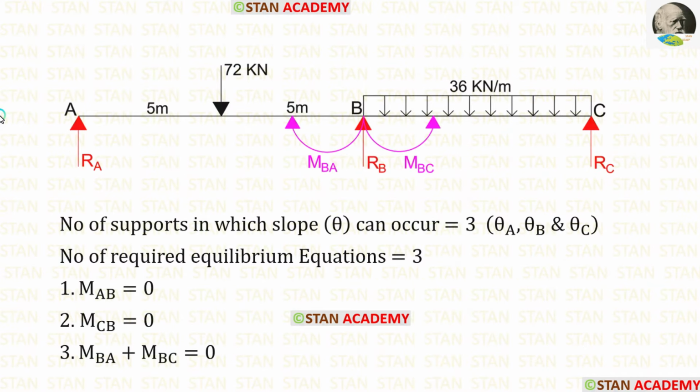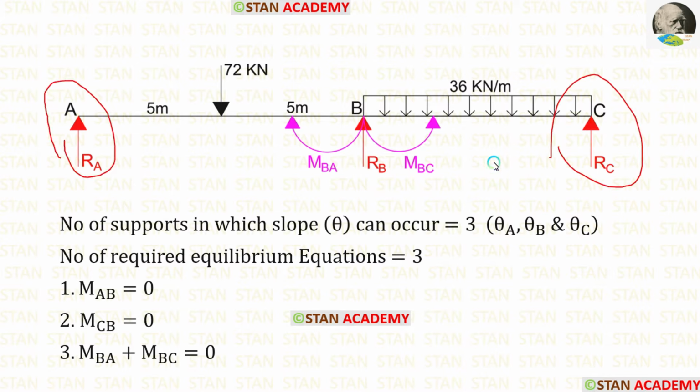Now, let us make the equilibrium equations. First, let us see the ends. In this beam, we are having the ends A and C. In these ends, we are having roller support. The roller supported ends are the simply supported ends. In the simply supported ends, there will be vertical reactions, but there will be no movements.